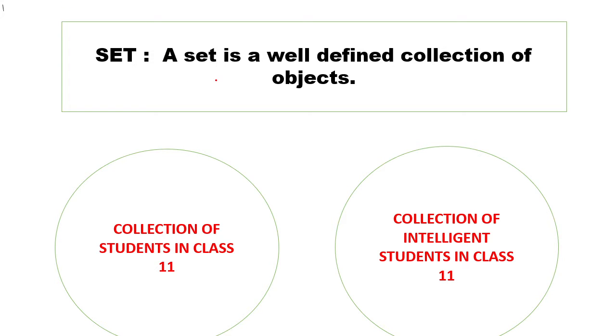A set is a well-defined collection of objects. So, what is a well-defined collection of objects? Suppose you have two collections. Suppose I asked you to collect the students in your class, and in another I asked you to collect one more group, the intelligent students in your class. This group right over there on the right is the collection of intelligent students.